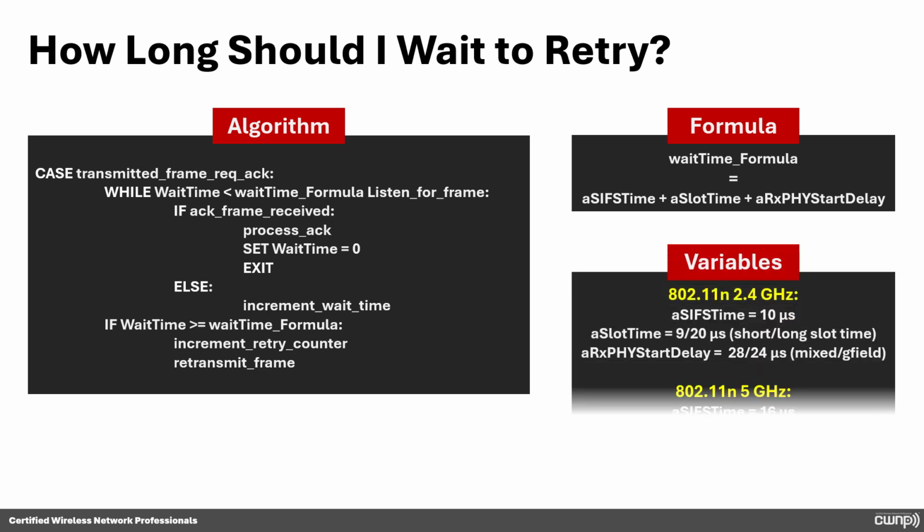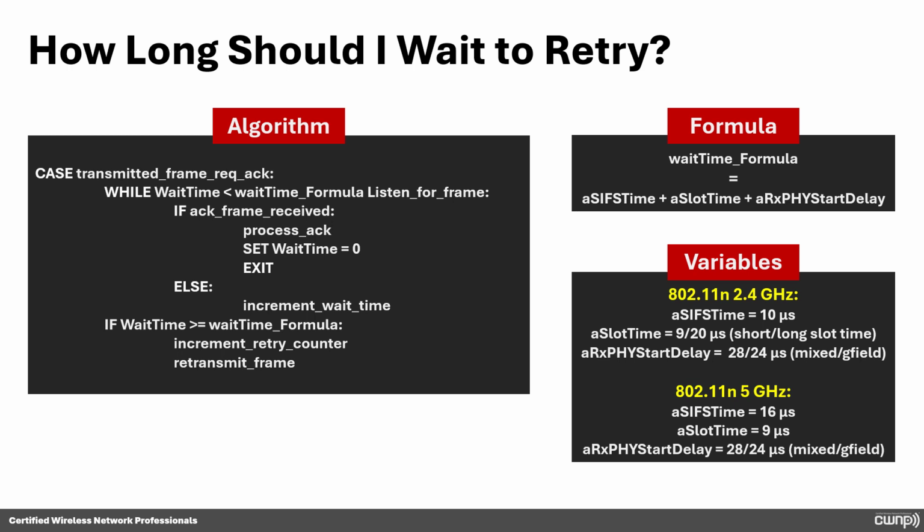And again, our variables, so it's different with 802.11 in 2.4 gigahertz than it is with 802.11n in 5 gigahertz, right? So notice we've got 10 microseconds, 9 or 20 microseconds, and 28 or 24 microseconds. In 5 gigahertz, we've got 16 microseconds, 9 microseconds, and 28 or 24 microseconds for 11n in these two different bands. And so those would get plugged into the formula.